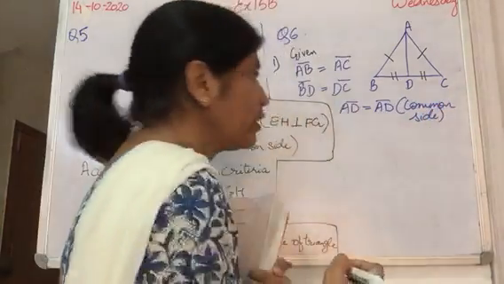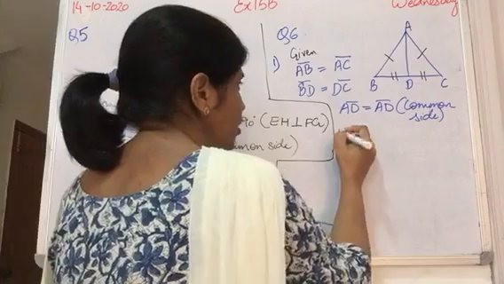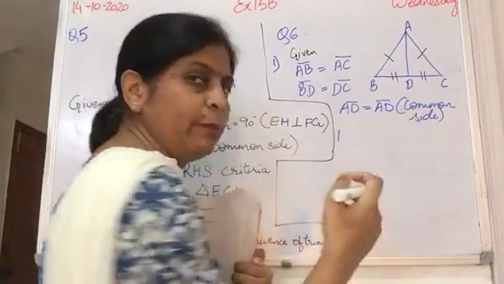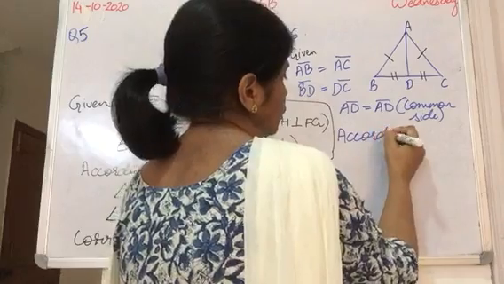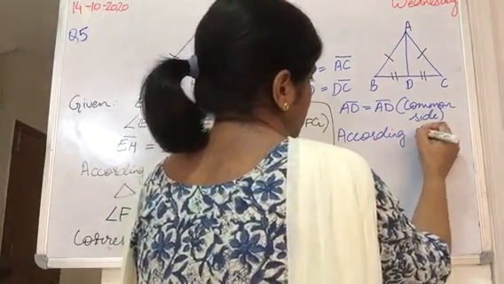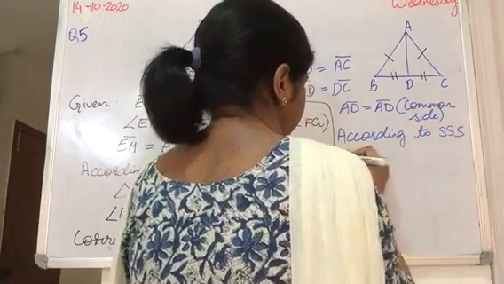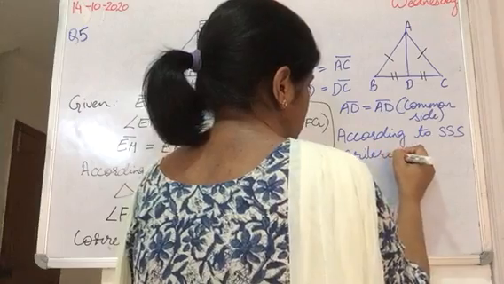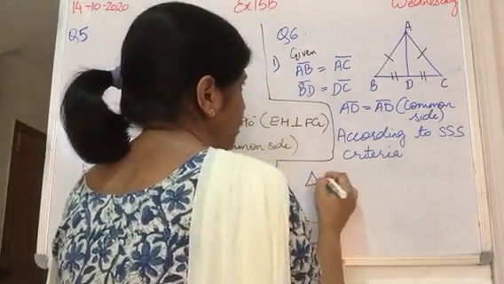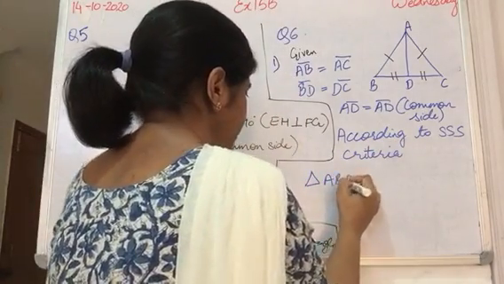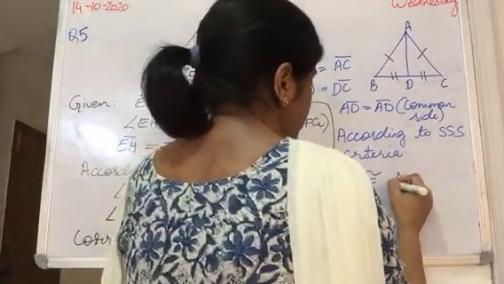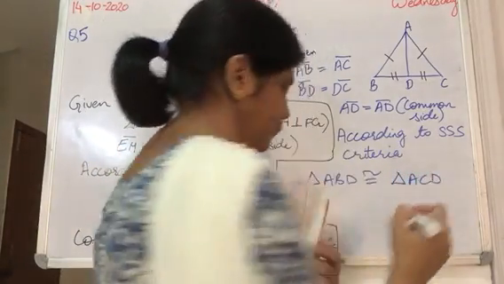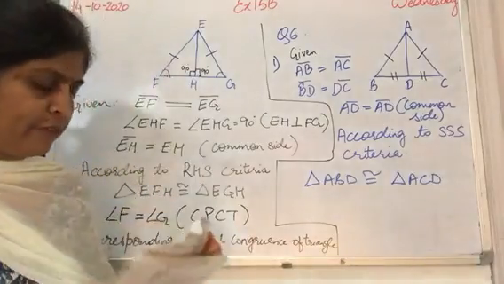Yes, if they are common, which criteria is it? Side, so it will be SSS criteria. So according to SSS criteria, triangle ABD is congruent to triangle ACD. This is the first part.